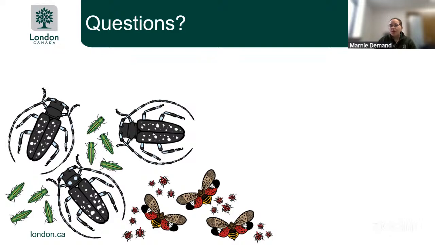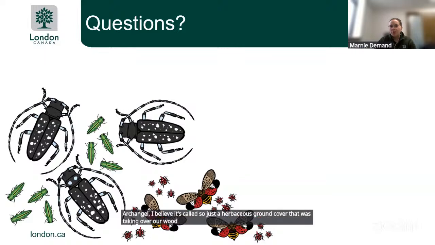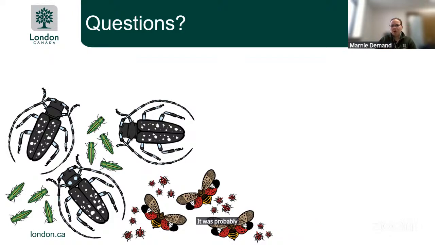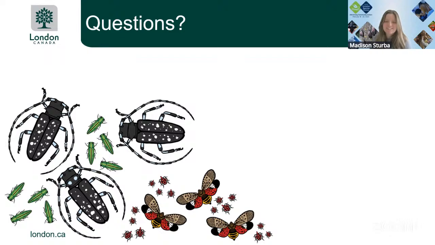Really interesting work. I'm wondering if you found any vegetative species, native or invasives, that you weren't expecting. I found a few that I was not as familiar with, including yellow archangel, I believe it's called. So just a herbaceous ground cover that was taking over our woodland in one of the locations. I haven't found anything particularly unique, but I did find a massive serviceberry in one of the woodlands. It was probably trunk diameter about 25 to 30 centimeters, which was rather surprising. Very nice woodland it was in, very mature.